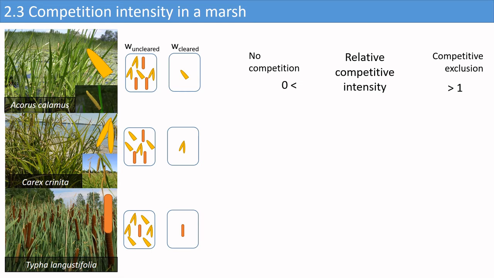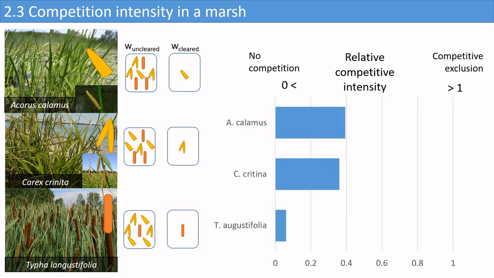Whereas if relative competitive intensity is close to one, then we have competitive exclusion. This means that the performance of the individuals growing by themselves is 100% better than the performance of individuals growing with competition. And here are the results. We have the two species on the top, the Acorus and the Carex, that have kind of the same relative competitive intensity at around 40%, and Typha angustifolia that suffers much more from competition because its relative competitive intensity is higher. So these two have similar competitive abilities, have symmetrical effects on one another, whereas this one is suffering much more from the competition.